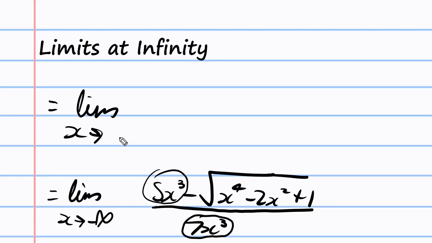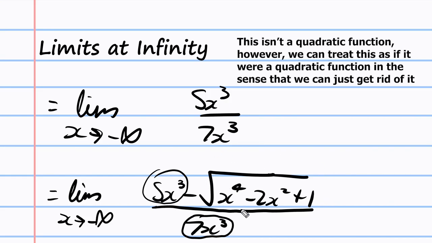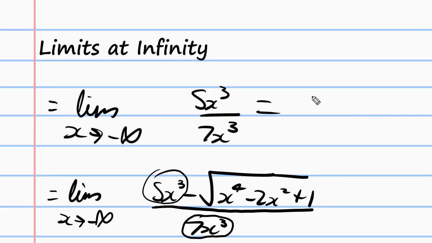So we set the limit as x approaches negative infinity of 5x cubed divided by 7x cubed. This whole square root doesn't matter, because the highest degree inside the square root is x to the fourth power, but when you take the square root it basically acts and grows like a quadratic function, a function of the second degree. So you have 5x cubed divided by 7x cubed. When you let x approach negative infinity, you get 5/7.